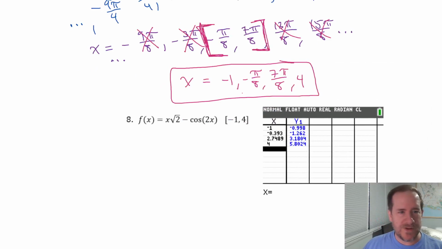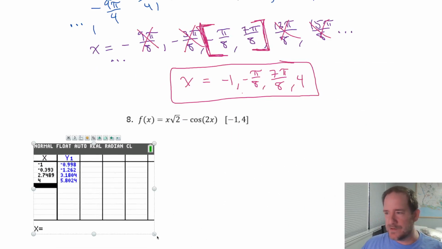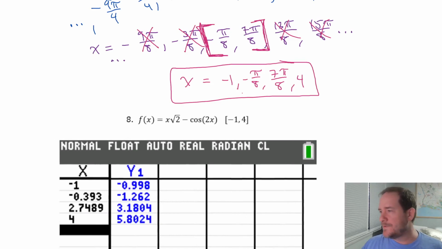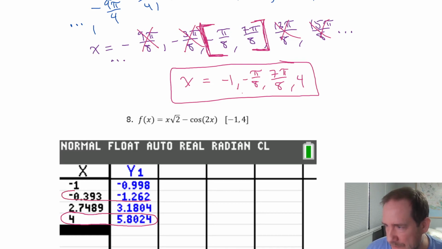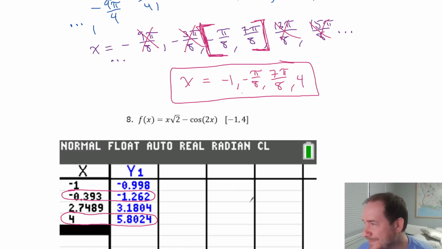Okay. So based on what I'm seeing here, let me make this even bigger. Nice and big. All right. So looking at these values, the biggest is certainly the 5.802, which is occurring at 4, and the least is actually -1.26, which is occurring here. So this I kind of did on purpose too. Notice this time one of my endpoints is my absolute extreme, but one of my interior points is also an absolute extreme. The absolute min is an interior point, but the absolute max is an endpoint, which is fine. Anything can happen.